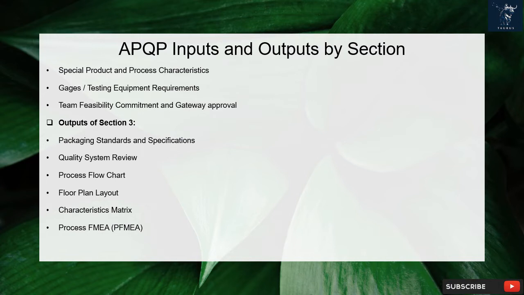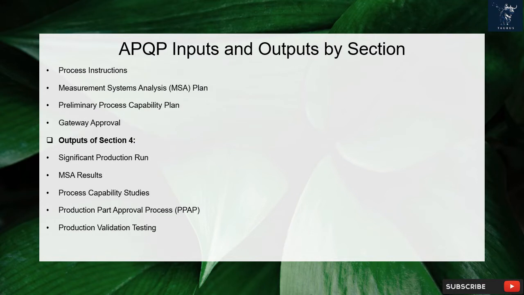Outputs of Section 3. Packaging standards and specifications, quality system review, process flowchart, floor plan, layout, characteristics matrix, process FMEA, PFMEA, pre-launch control plan. Process instructions, measurement systems analysis, MSA plan, preliminary process capability plan, gateway approval.